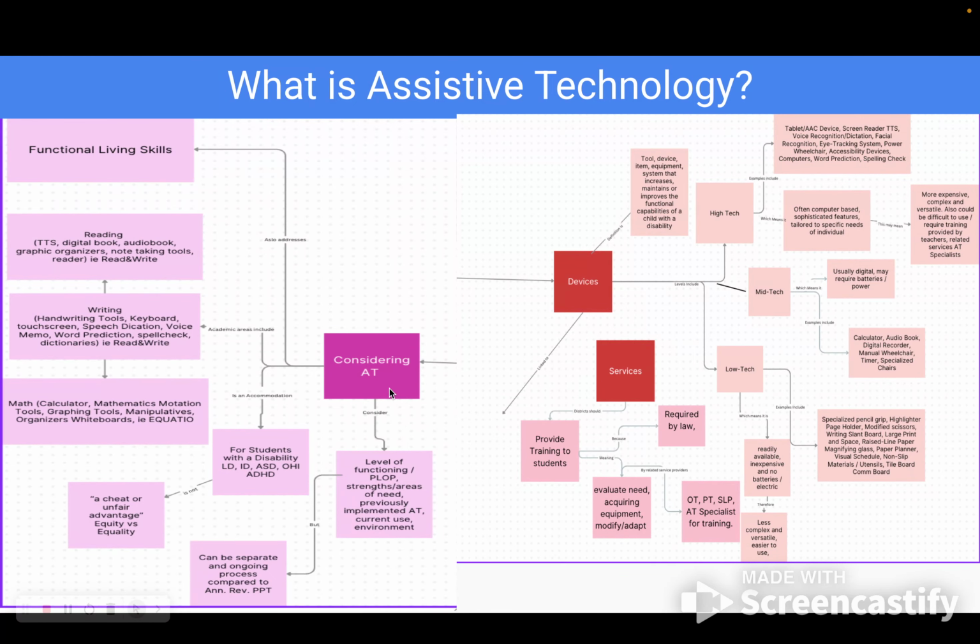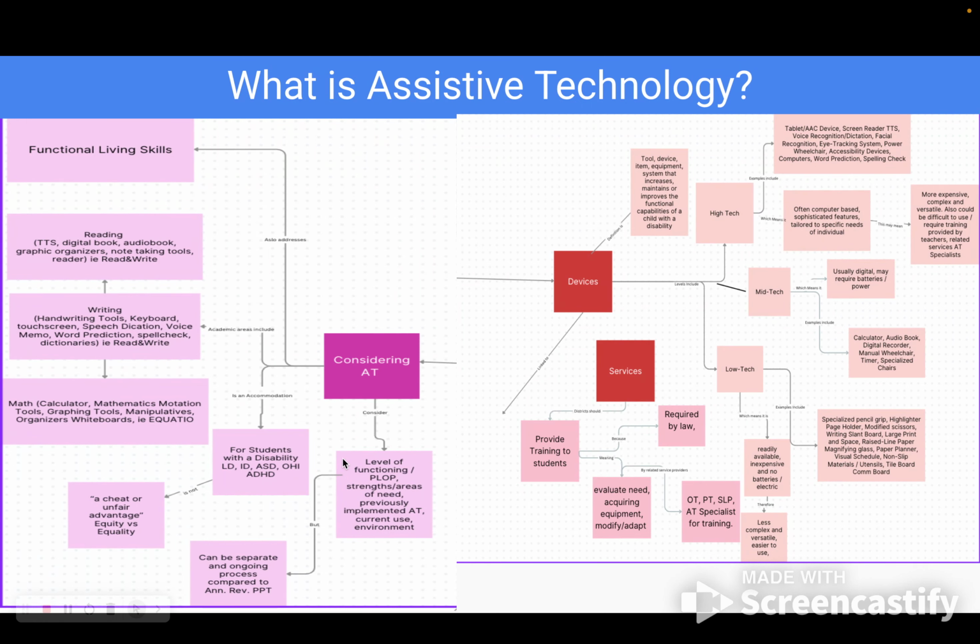When considering assistive technology, academic areas including reading, writing, and mathematics should be considered, as well as functional living skills if necessary. Assistive technologies are for students with a disability, like learning disabilities, intellectual disabilities, autism, other health impairment, or ADHD. It is not a cheat or an unfair advantage. This is an equity versus equality issue.